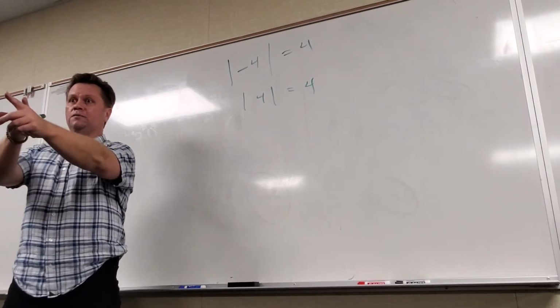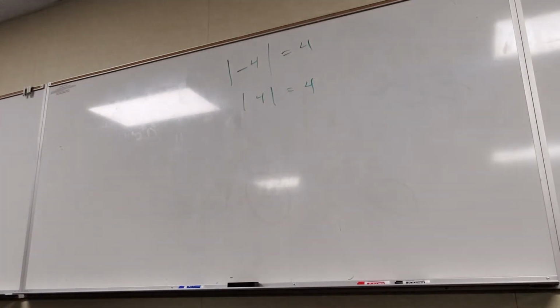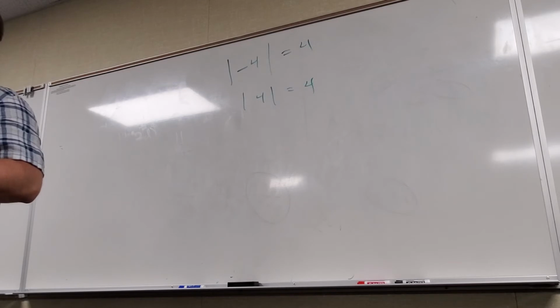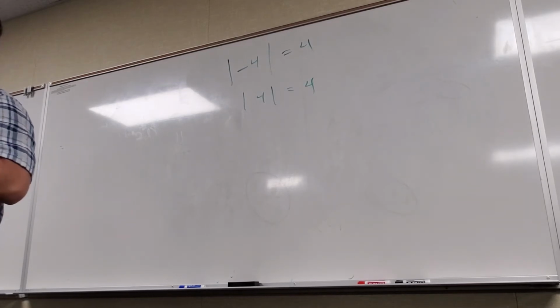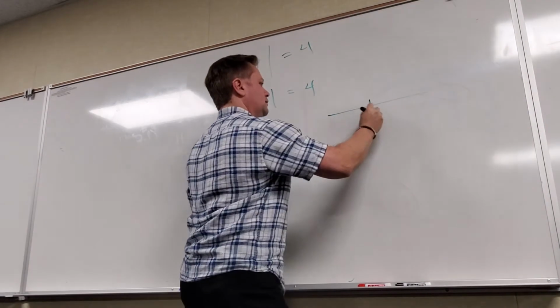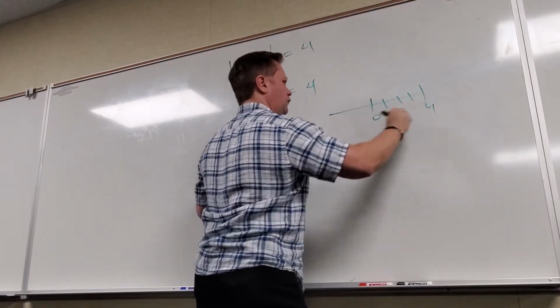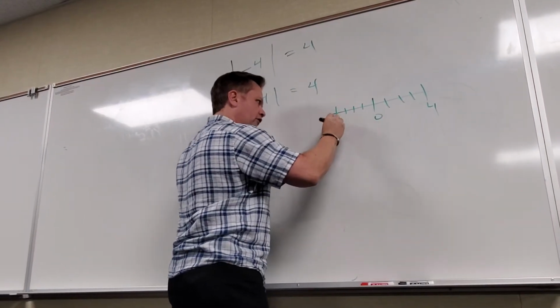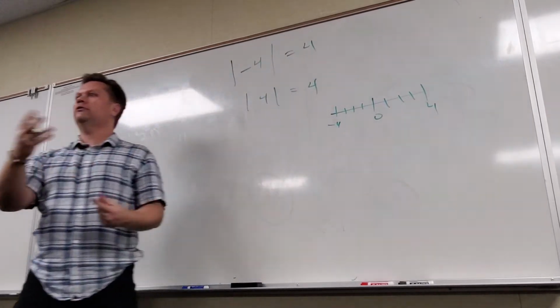Distance. I love it. So if you're 4 feet away from me, I wouldn't say you're negative 4 feet just because I turn around. So we get that. Okay. So since 4 is 4 steps away, and negative 4 is 4 steps away, that's why they're both 4.